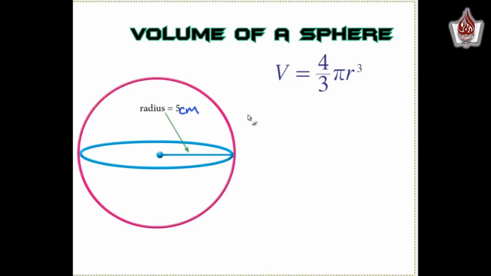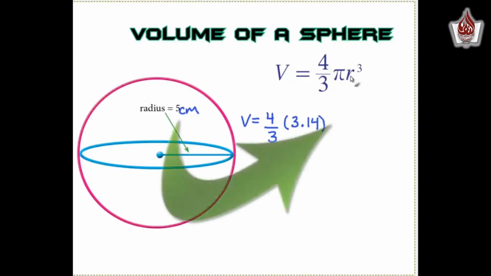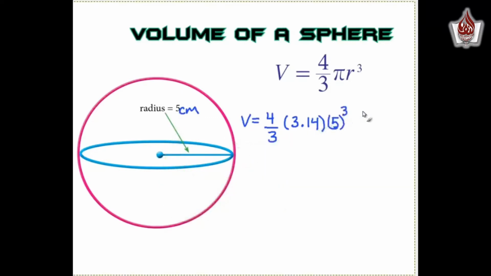We'll rewrite our volume is going to be equal to 4/3 times pi. Pi is equal to 3.14. We plug in our radius for r here, and we have a 5. That is going to be to the 3rd power, or cubed. Now that we have plugged in our variables and followed our formula, we're going to round our answer to the nearest hundredth.